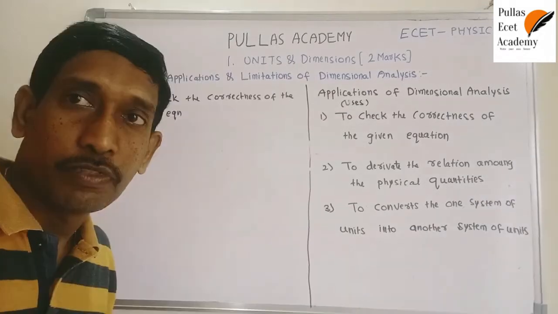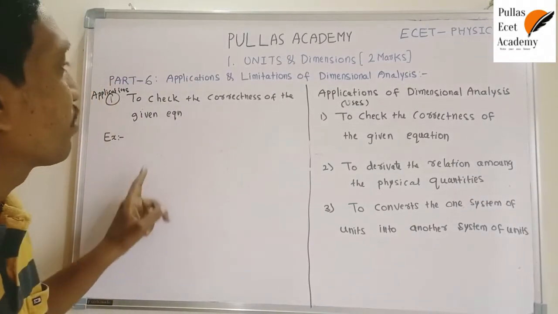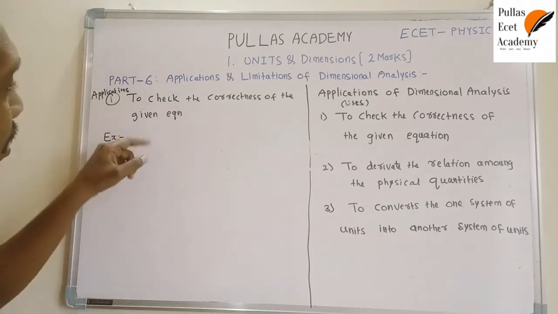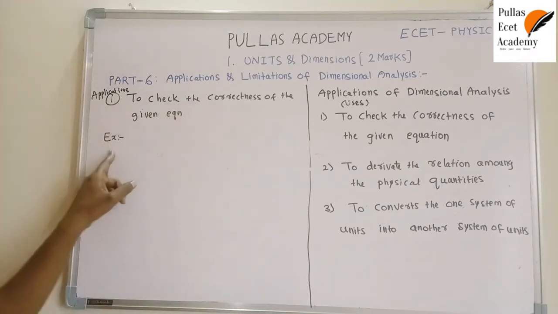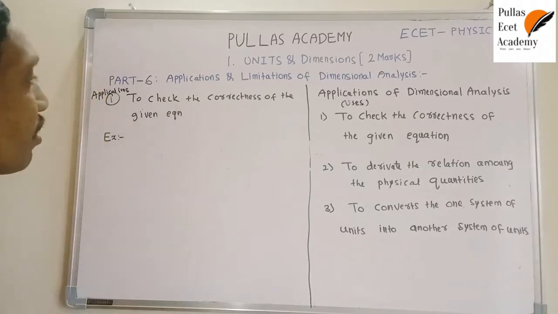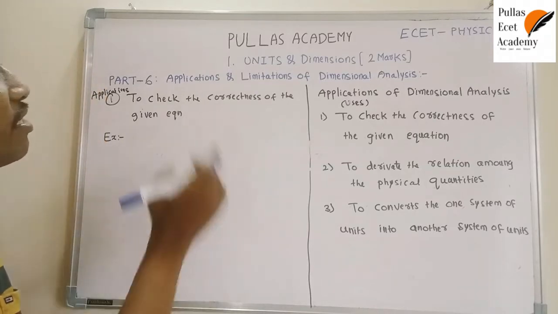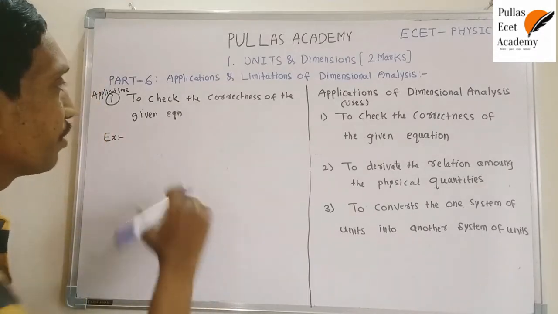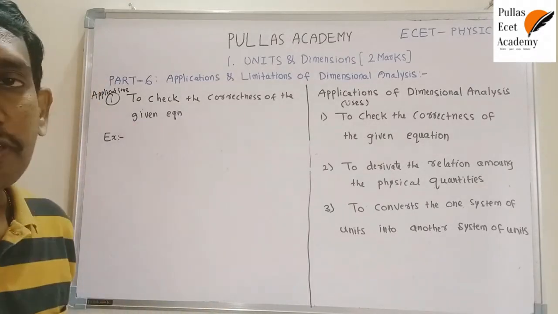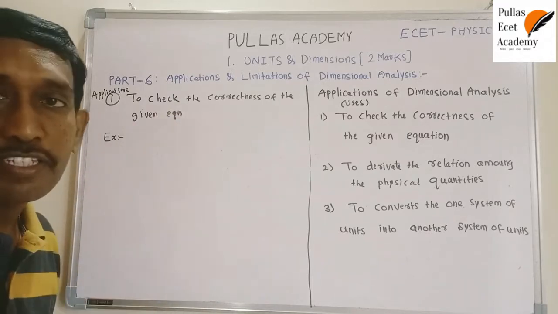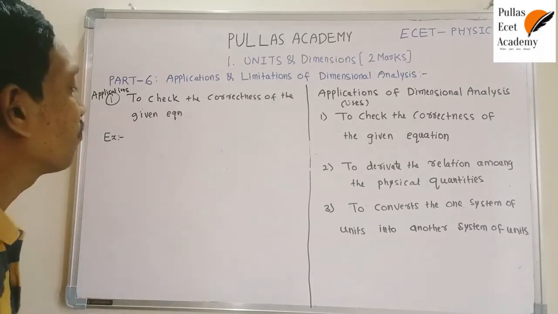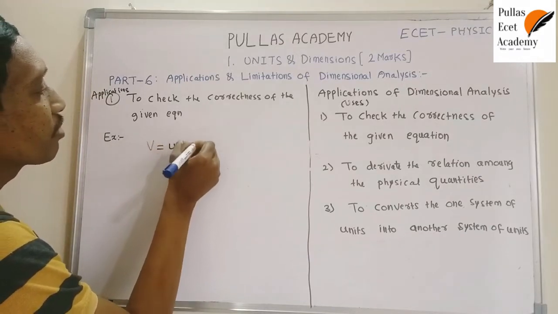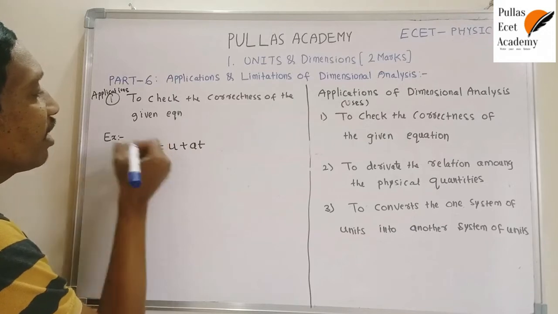Now we are going to discuss the first application. I want to explain this application with one example, then it is very easily understood. So listen to me. In this application, for example, I have one expression, one formula: V is equal to U plus AT. This is the given equation.